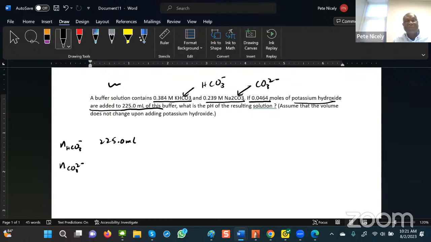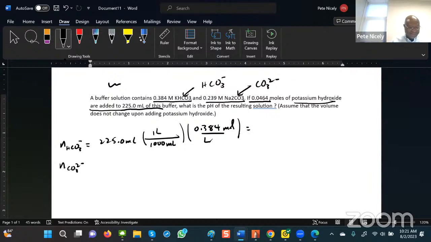So the first thing I would do is, for the number of moles of the bicarbonate, I would convert the volume first to liters, and then I'll multiply by the molarity, which is 0.384 moles per liter. And then I would work this out. So let me do that.